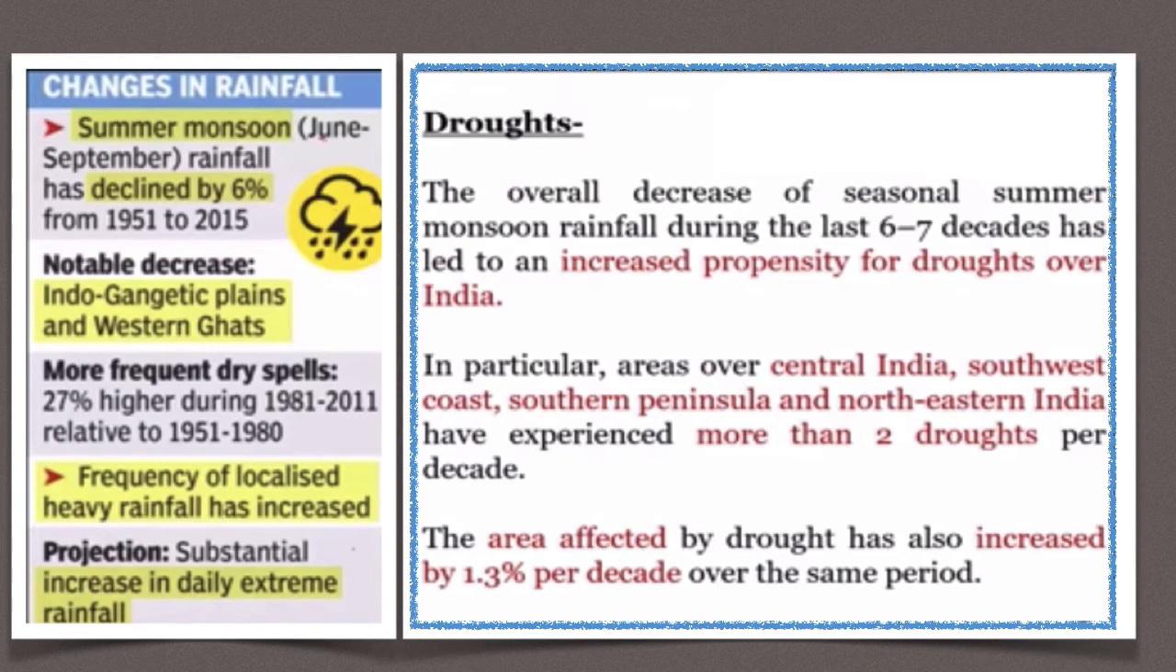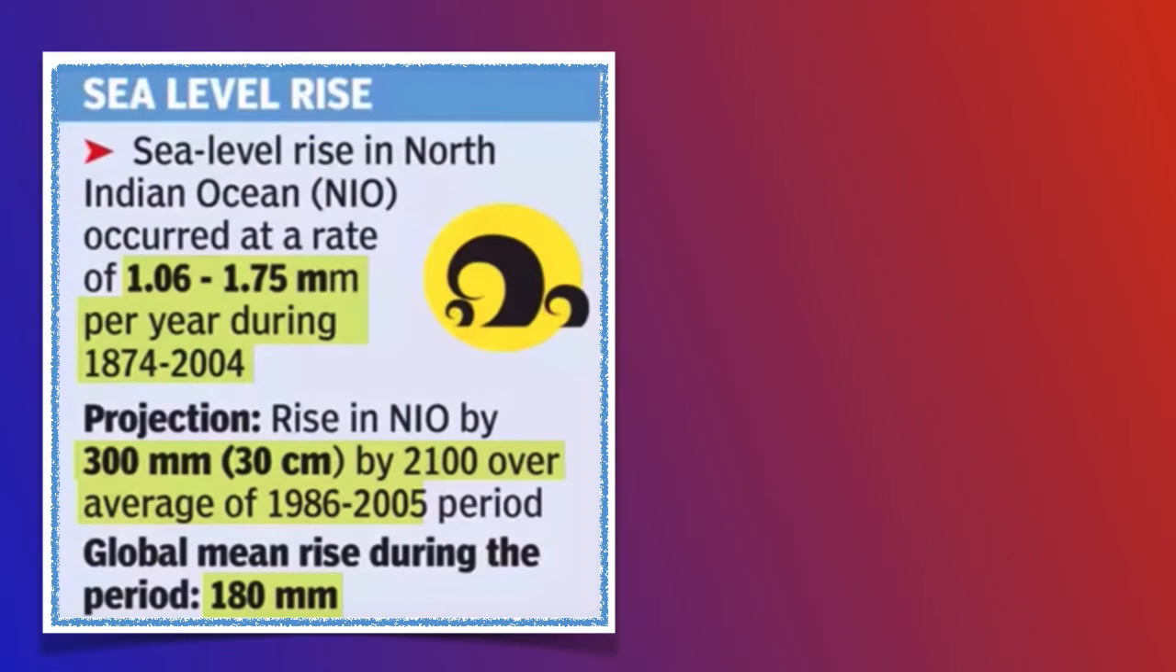Now we'll see what the report says about sea level rise. Here you see that over the last 130 years, say 1874 to 2004, sea level has risen by 1.06 to 1.75 millimeter every single year, which means a total increase of 137.8 to 227.5 millimeter.